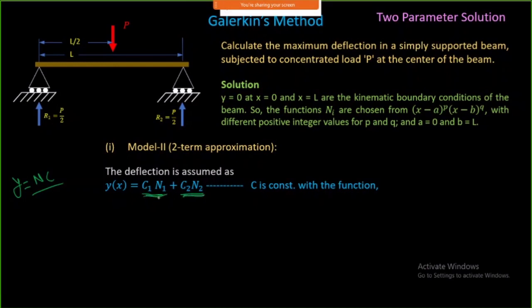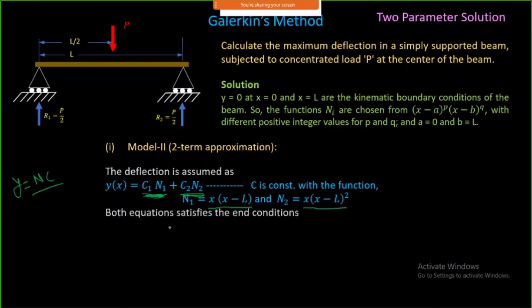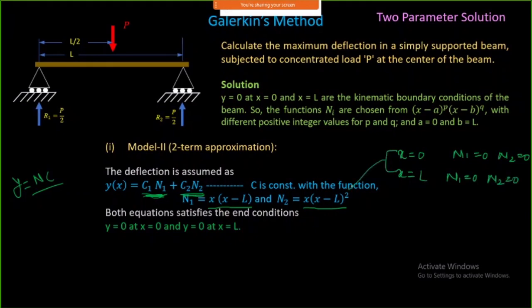Okay, so this is my first shape function, and this is my second. So I can have n1 represented by this, and n2 represented by this. This way I can get two shape functions, and both should satisfy my boundary conditions. That is, at x equal to 0, my n1 should be 0 and n2 also should be 0. At x equal to L, n1 should be 0 and n2 also should be 0. So these are the two conditions the equations should satisfy.